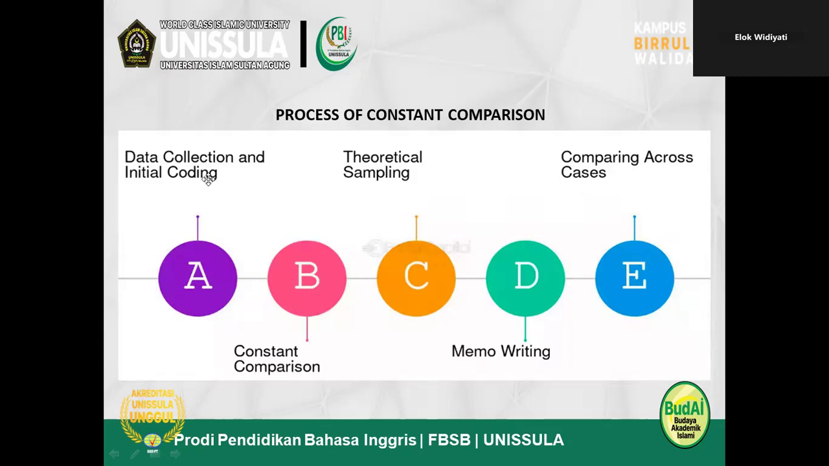A here means data collection and initial coding. B, there will be constant comparison. And then C will be theoretical sampling. And then the fourth, D, will be memo writing. And then E, as the last point, is comparing across cases. That's the process of constant comparison.